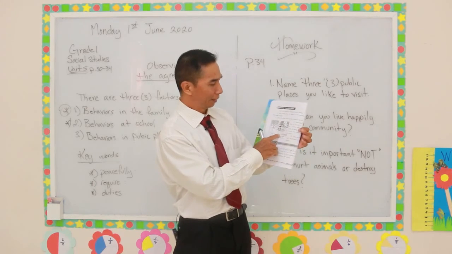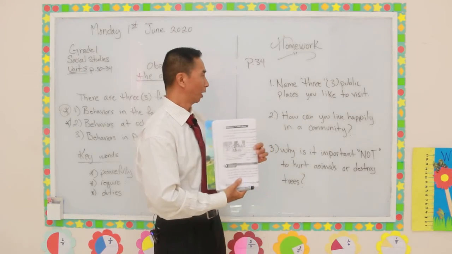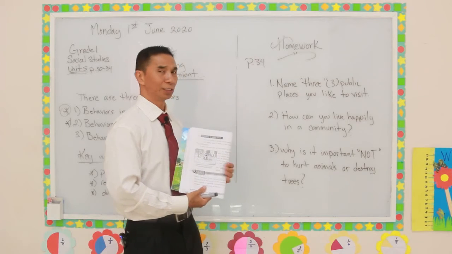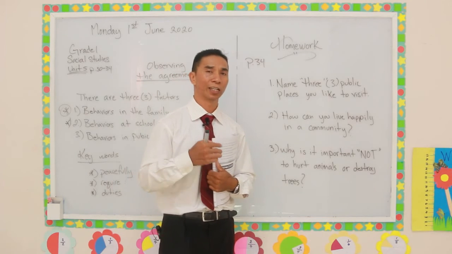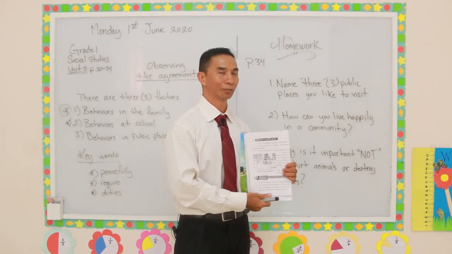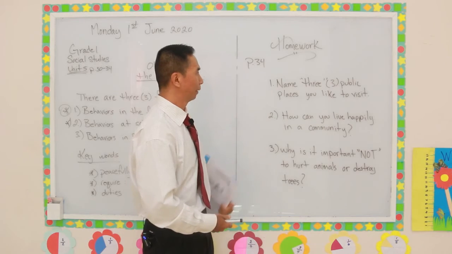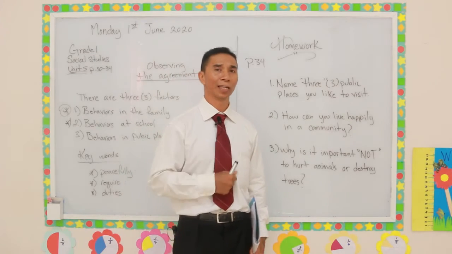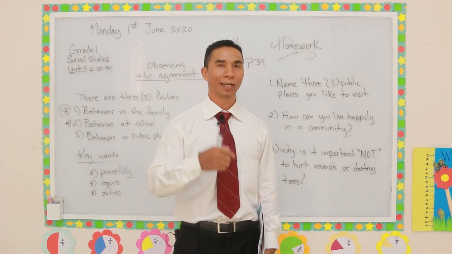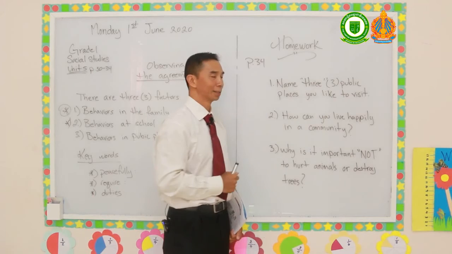And when you finish reading these pages right here on page 31 to 34, I want you to answer these 3 questions that I have for you. But these 3 questions are your homework. So you can turn it in to me anytime till we start again the next class next week. Question number 1, I wrote, name 3 public places you like to visit. So there is no right or wrong answers. Give me 3 places you like to visit and explain to me why you like to visit these places.